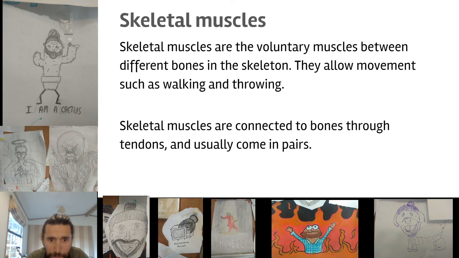The last type of muscle that we're looking at are the ones which you're probably most familiar with, and these are called the skeletal muscles. These are voluntary muscles between different bones in the skeleton, and they allow movement such as walking and throwing.